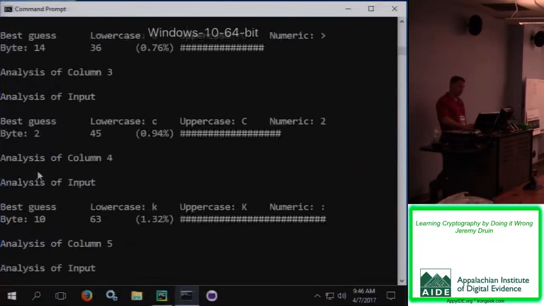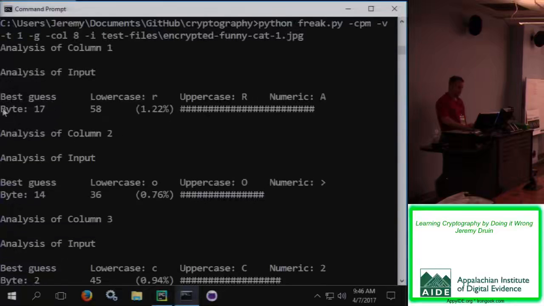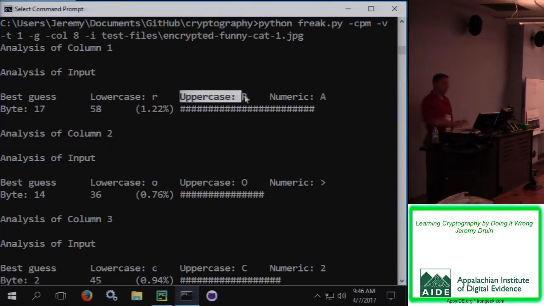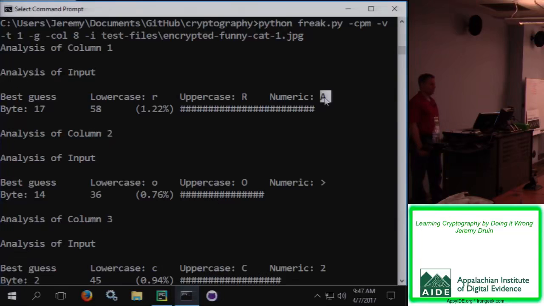Let's start with the first column. Okay, so byte 17 is the mode. R is the 17th character in the ASCII character range if you start counting from the letter A anyway. Okay, and uppercase R, of course, is the 17th character if you start counting from the capital letter A. And number-wise, that's the letter A if you start counting from the number 0. Do we know which one is the right letter? No. We just have a really strong suspicion it's probably the letter R. Is it a capital R or a small r?